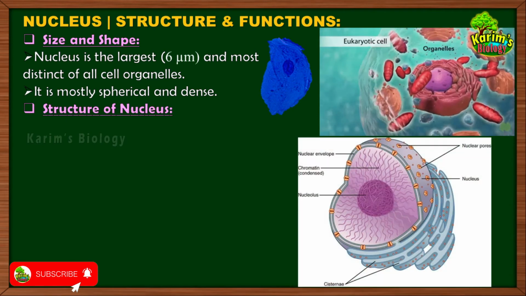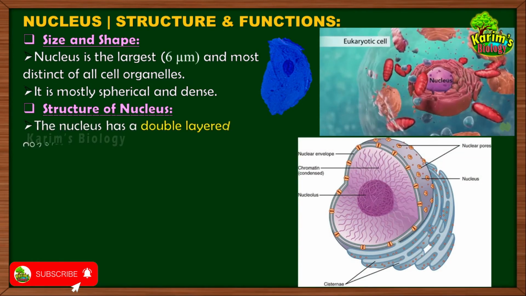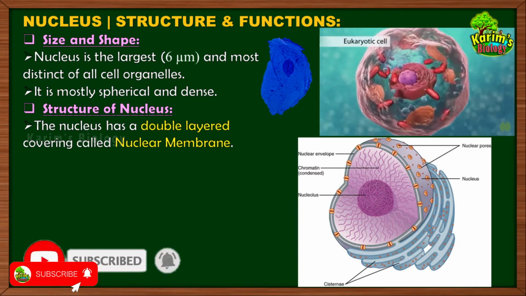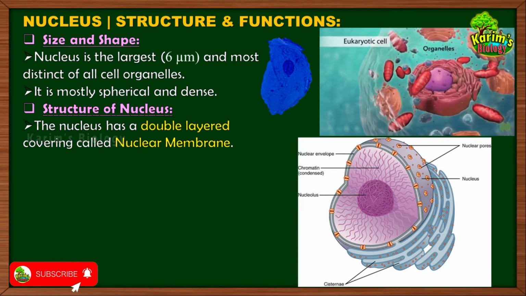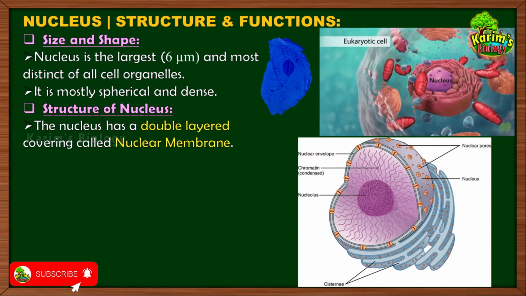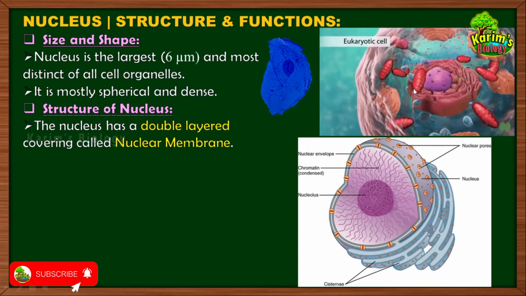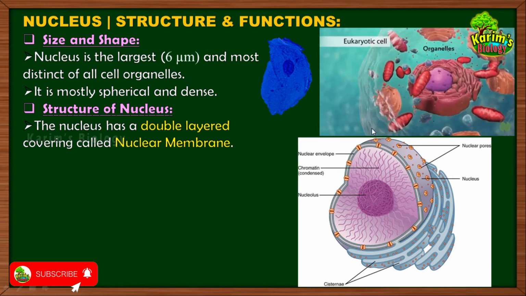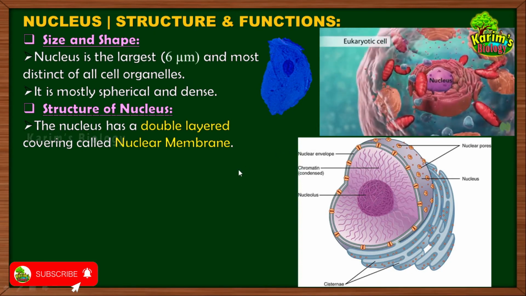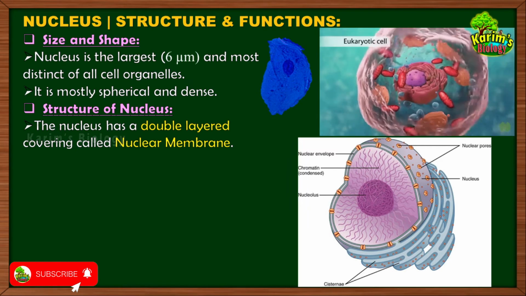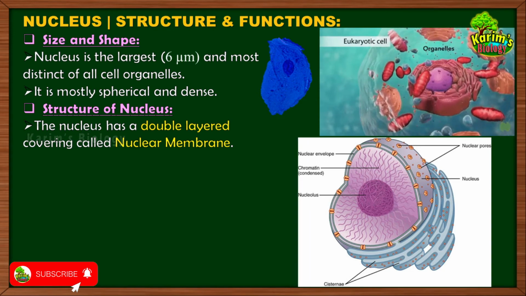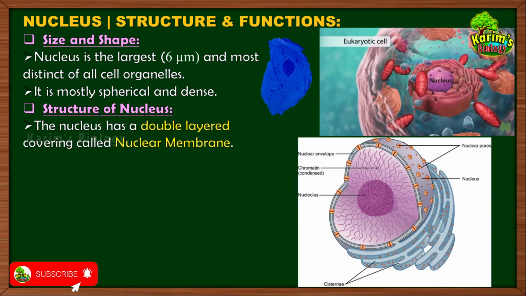Let us now come to the structure of the nucleus. The nucleus has a double layered covering called the nuclear membrane. Children, do you remember that we have discussed the cell membrane? And what is the cell membrane? Where is it located? The cell membrane is the outermost membrane. So this is the cell over here, and this is the nucleus. This outermost membrane is the cell membrane, and it is made up of a lipid bilayer. The same lipid bilayer is also present around the nucleus in the form of a nuclear membrane.